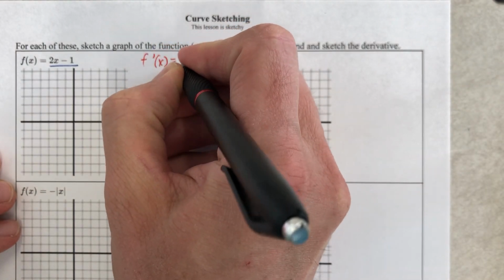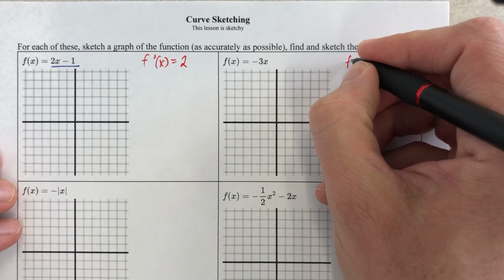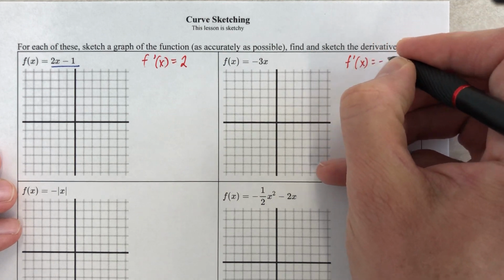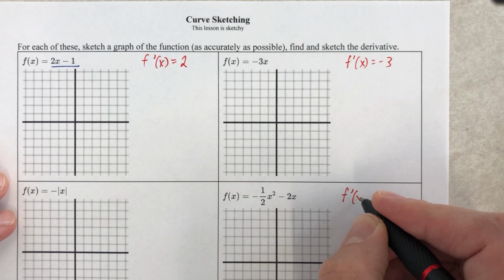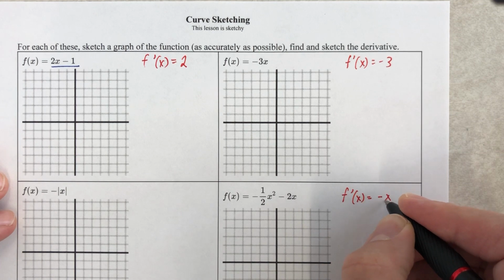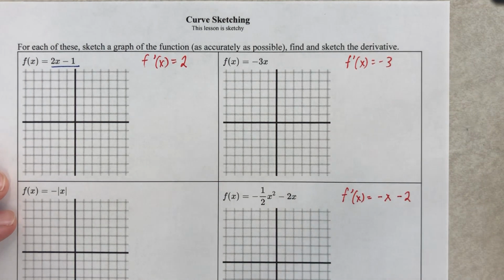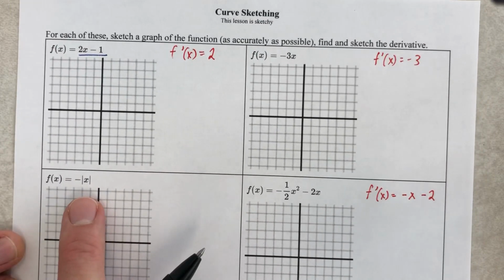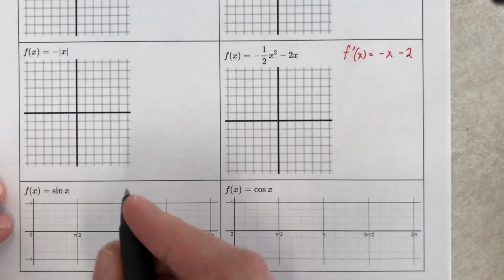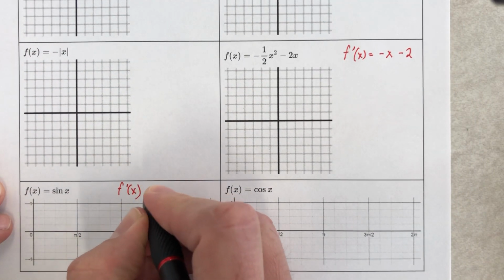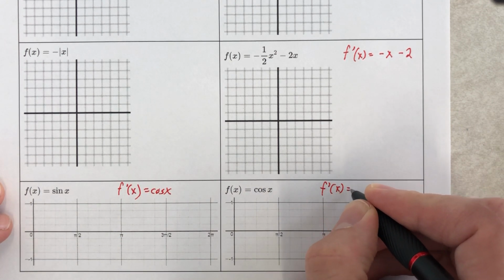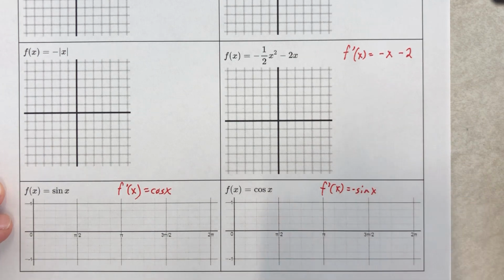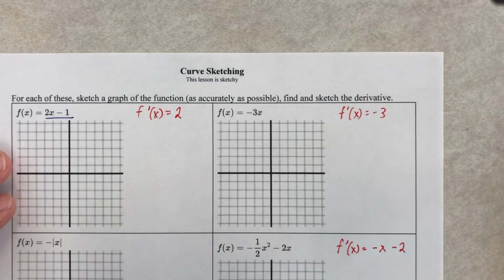F prime of x is going to be 2. Let's just go ahead and jump straight in and find some derivatives. That's just going to save us a little bit of time later. We'll do this one as well. And that's equal to negative x minus 2. And we'll do this one. I'm skipping that one. I think that one's worth talking about at a later date or later in the video. Cosine there. And f prime of x is negative sine of x. There we go. And let's jump right in with this one.